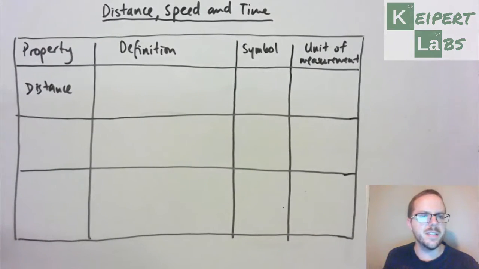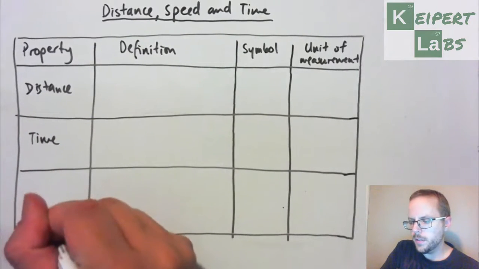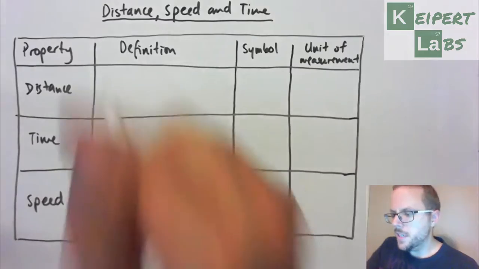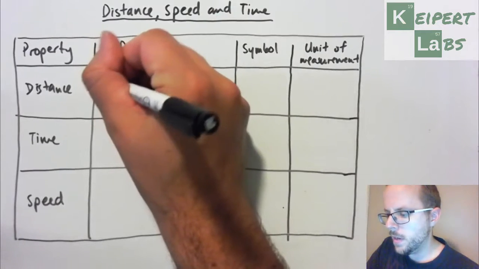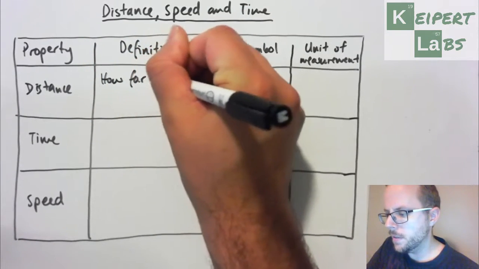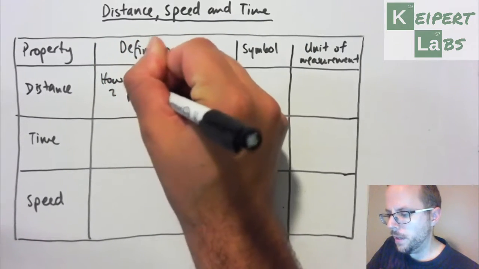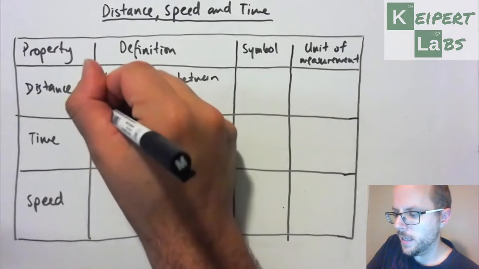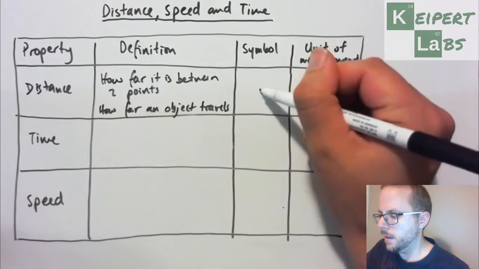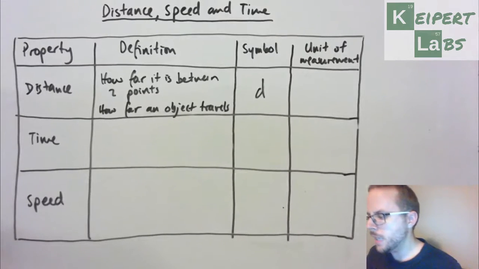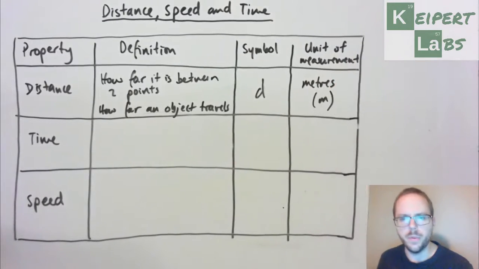Then we're going to look at time, and then we're going to look at speed. So distance, we're trying to frame these in everyday terms. How far it is between 2 points, or if we're thinking more generically about objects and their motion, we might say how far an object travels. We give it the symbol of a lowercase letter d, and the unit of measurement is meters, that is with an M.